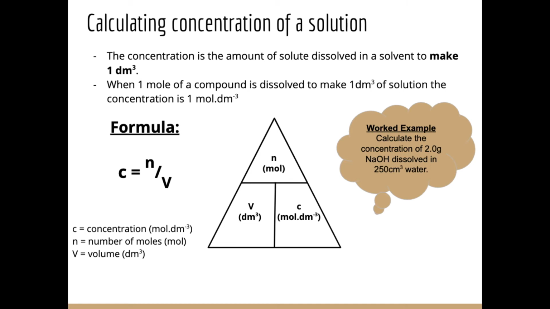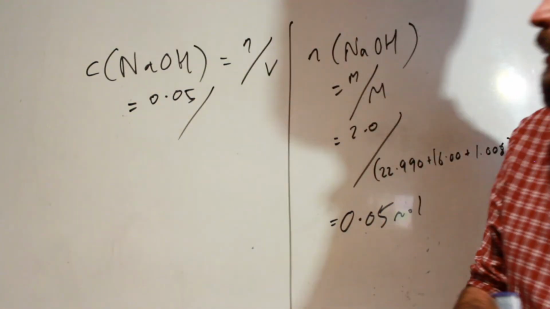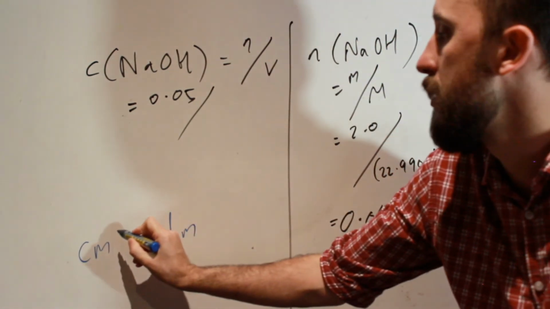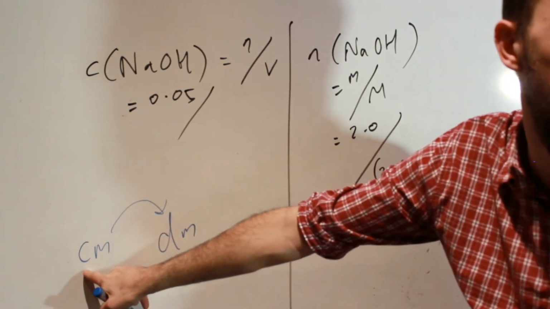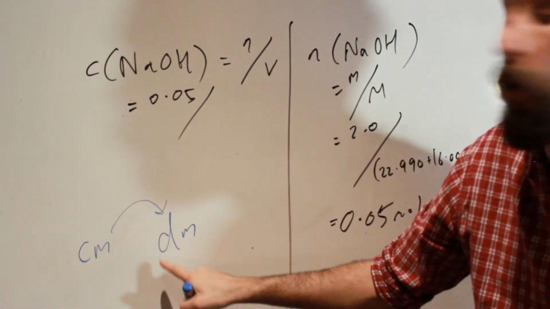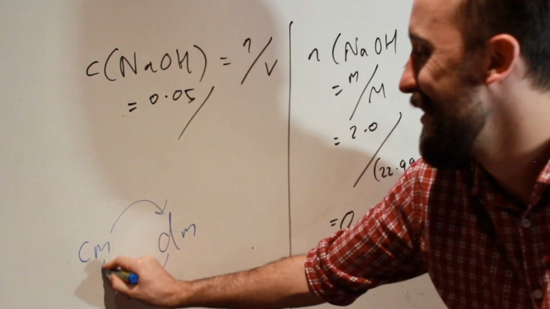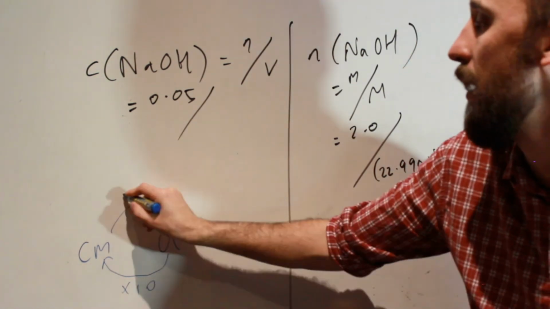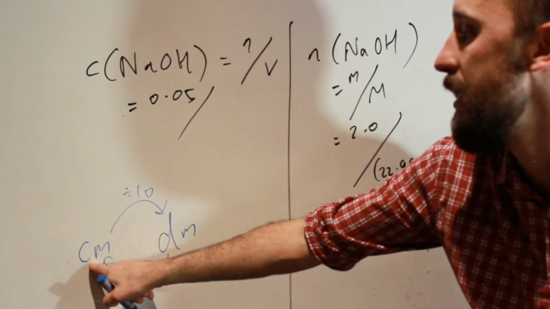Now, our volume was given in centimeters cubed, not decimeters cubed. We have to convert centimeters cubed to decimeters cubed. Now, a centimeter cubed is a milliliter, decimeters cubed is a liter. One way we can consider conversions is if we have centimeters going to decimeters, we would multiply: 1 centimeter is equal to 10 decimeters is equal to 1 centimeter. So if we were going this way, we would multiply this by 10. We would divide this by 10. 1 decimeter is equal to 10 centimeters.